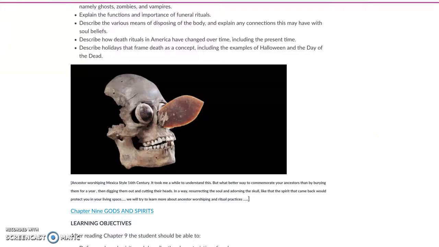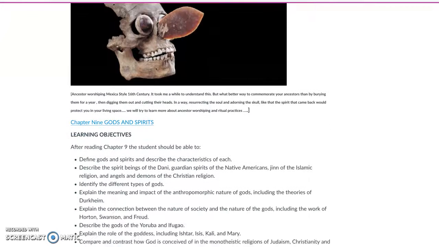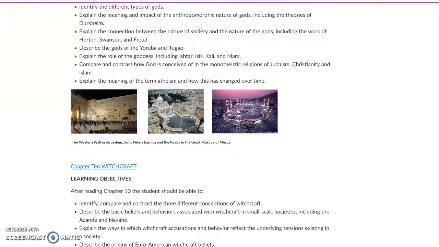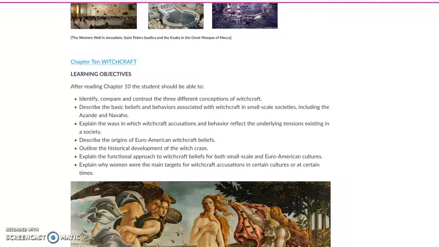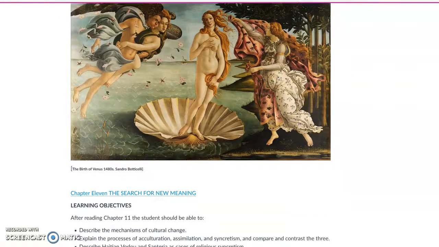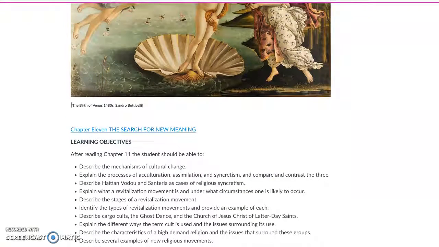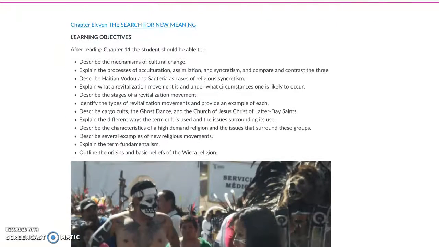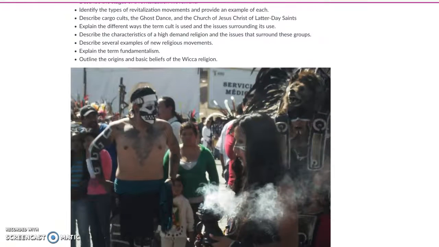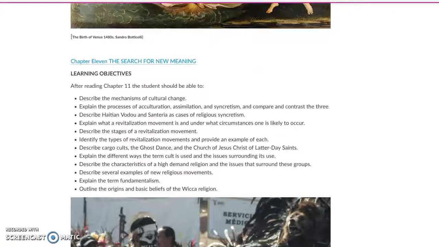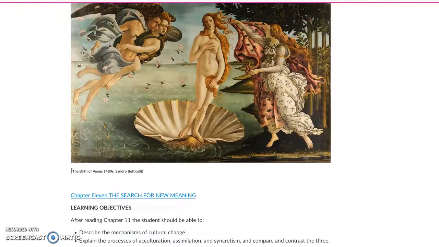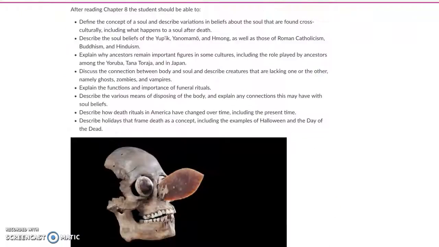But let's keep scrolling down our page to chapter 9, Gods and Spirits. Then we have chapter 10, Witchcraft. We keep scrolling down and we get to chapter 11, The Search for New Meaning. These are the diverse units that we will be completing throughout the fall of 2018, here in this class of Anthropology 7, Magic, Religion and Witchcraft.